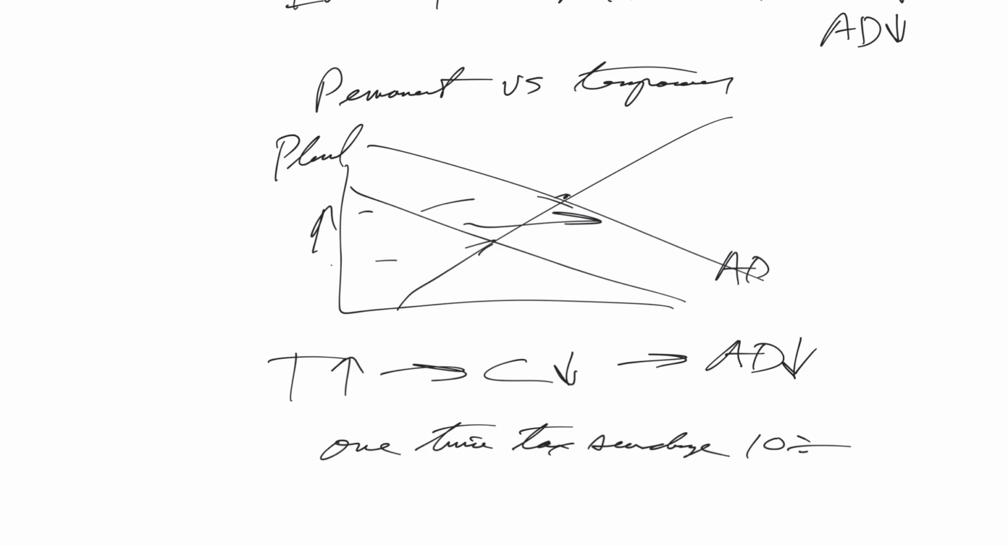Well, everybody knew it was one time. So what happened to aggregate demand? Pretty much nothing. Okay, they did not cut their consumption much at all. They just bit the bullet for this one-time tax surcharge. Now, if this had been a permanent change, that would have changed behavior much more so than it did.